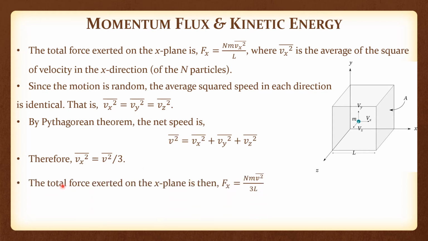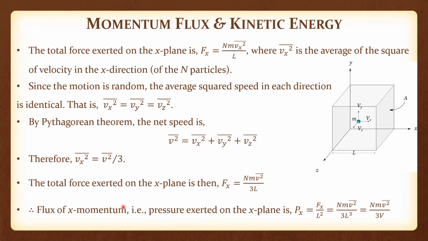So therefore, if I were to convert this expression, the force exerted on the x plane, with respect to the mean square velocity, then I have to replace mean square velocity in the x direction by mean square velocity divided by 3, and that gives my total force exerted on the x plane.